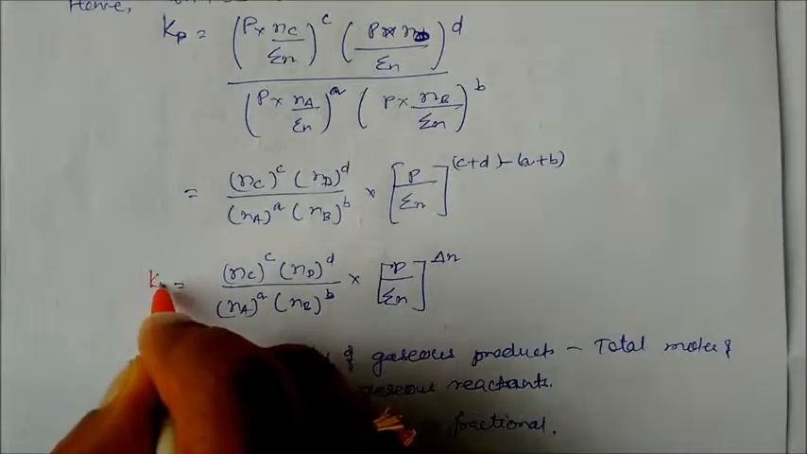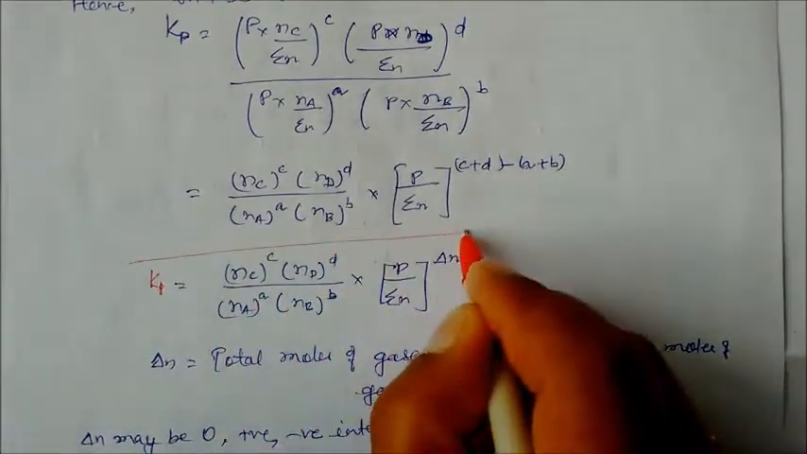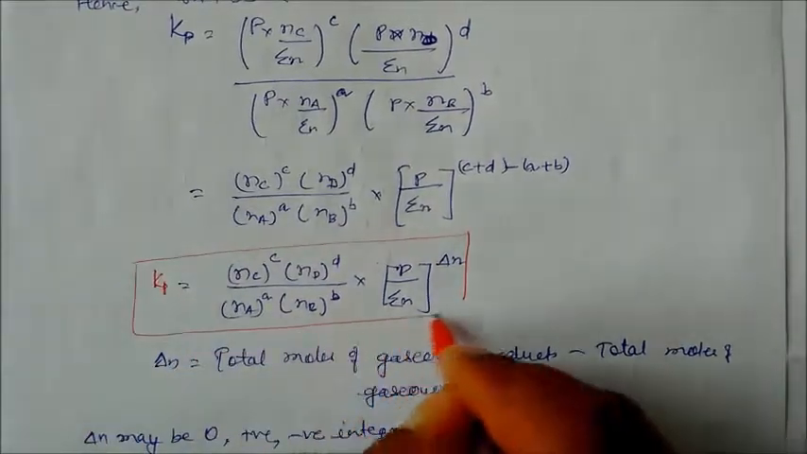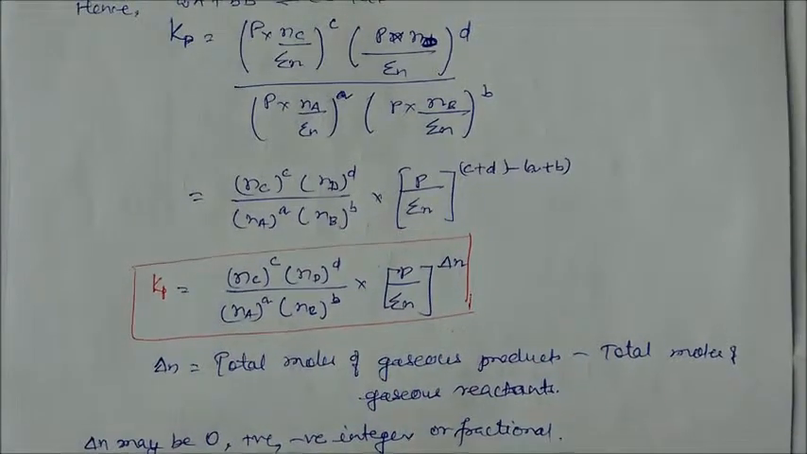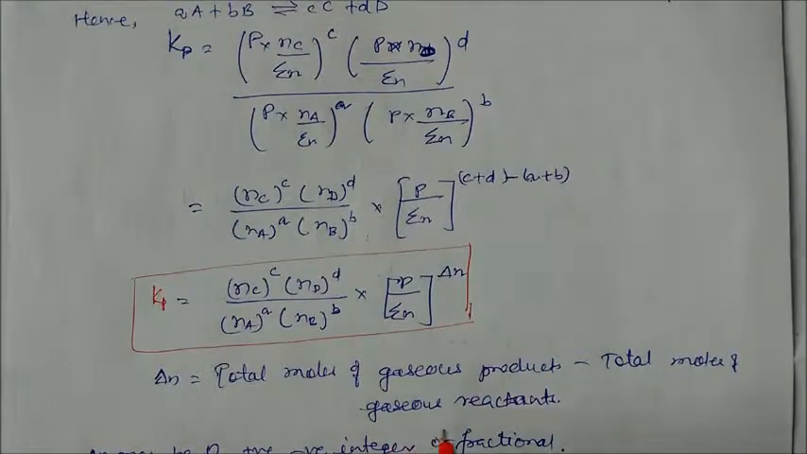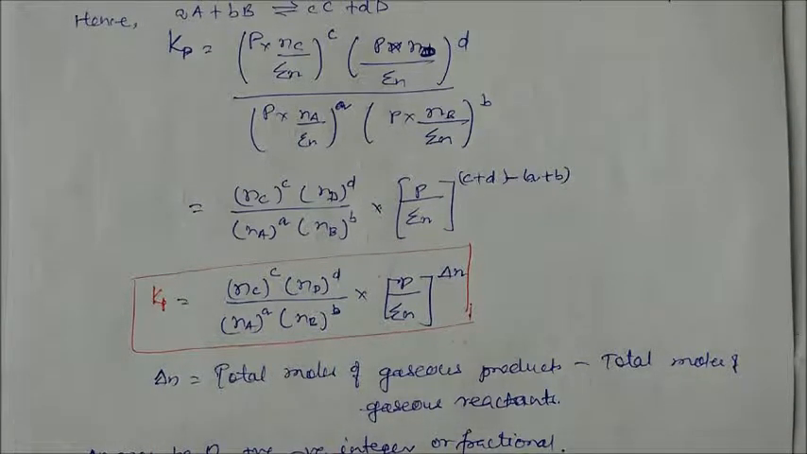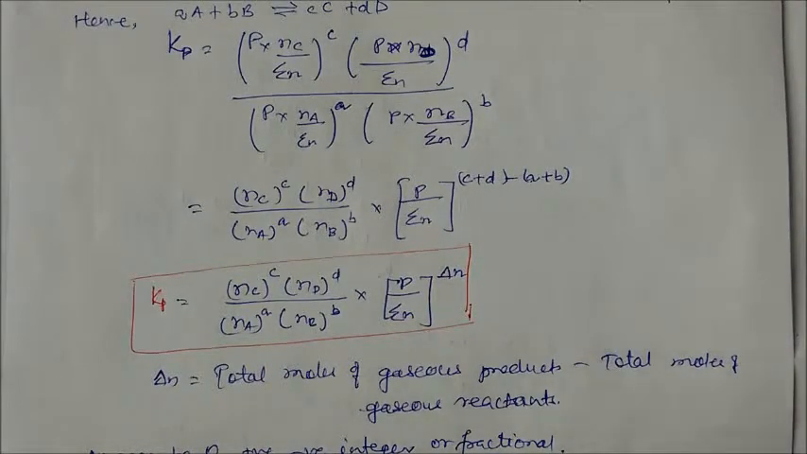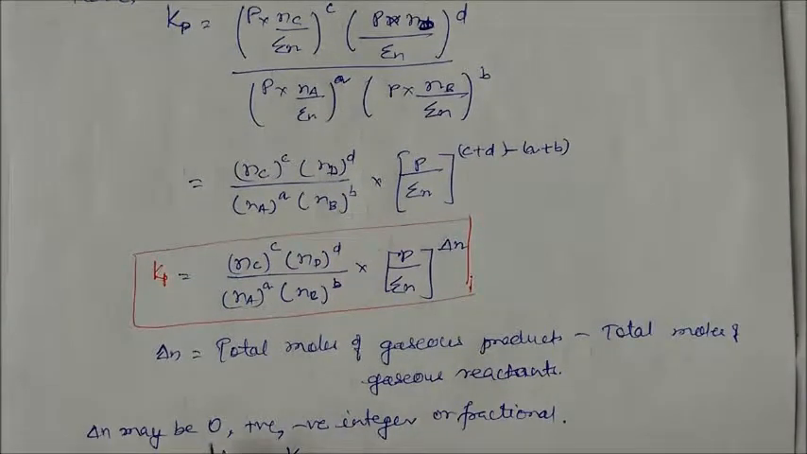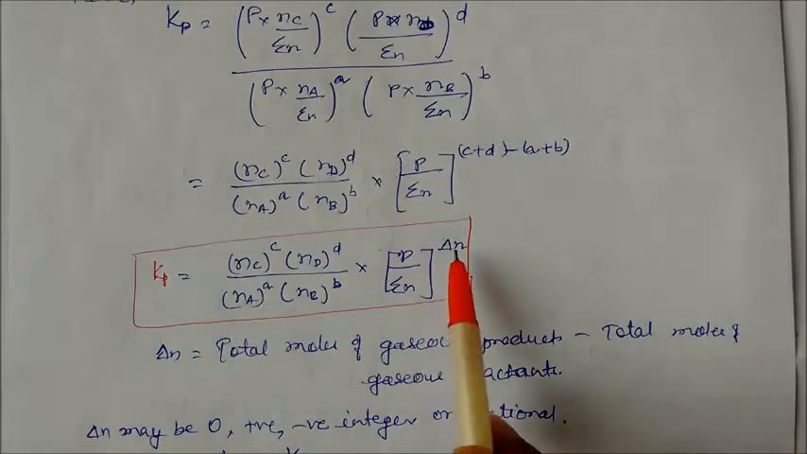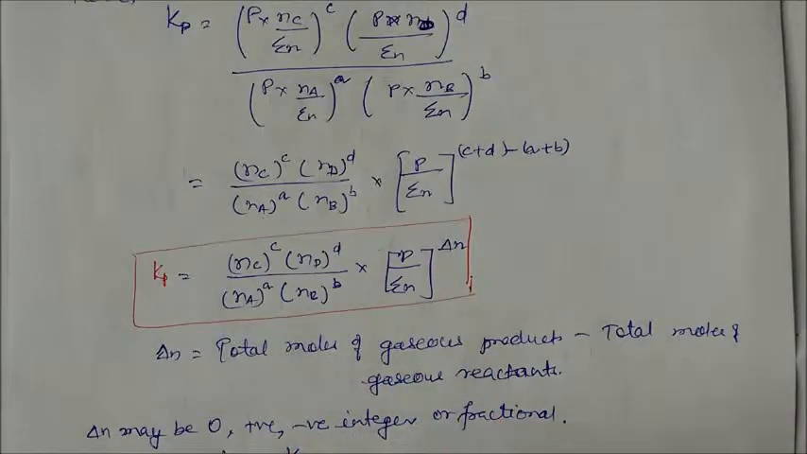So this is Kp, a new equilibrium constant in terms of moles. What is delta n? Delta n is the total moles of the gaseous products minus the total moles of the gaseous reactants. So this is the new equation for Kp in terms of moles. And delta n can be zero, positive, or negative, an integer or a fractional value. Any value is possible for delta n.